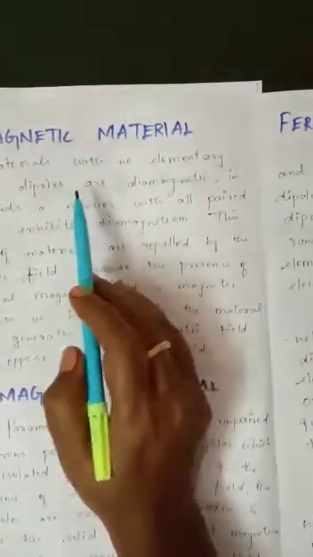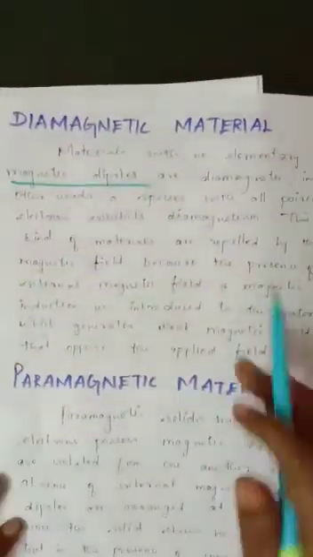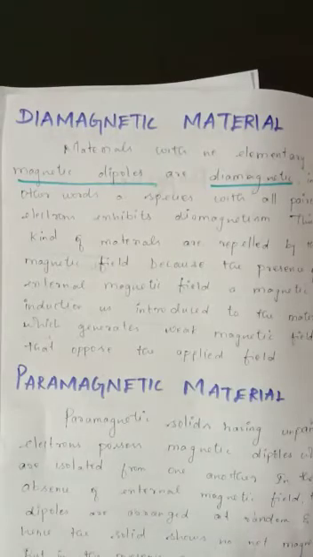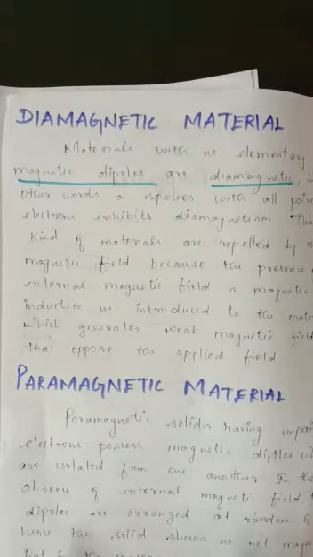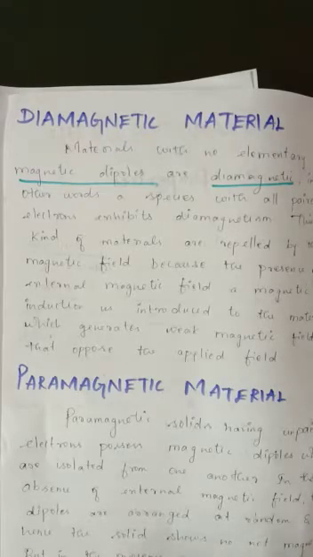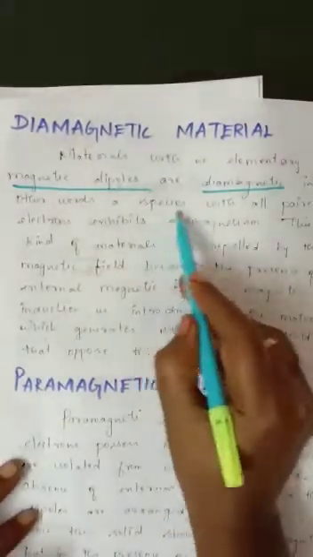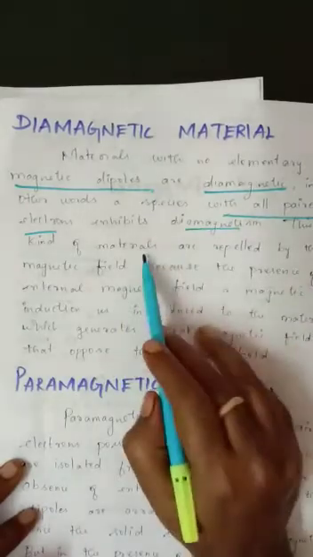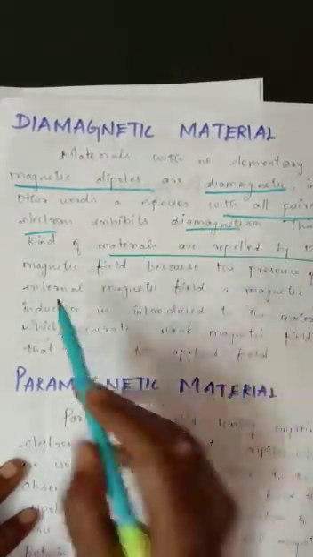Materials with no elementary magnetic dipoles are diamagnetic. Simply put, in d-block elements, which are transition elements, if all the electrons are completely filled and there are no unpaired electrons, that material is said to be a diamagnetic material. In other words, species with all paired electrons exhibit diamagnetism. This kind of material is repelled by the magnetic field.